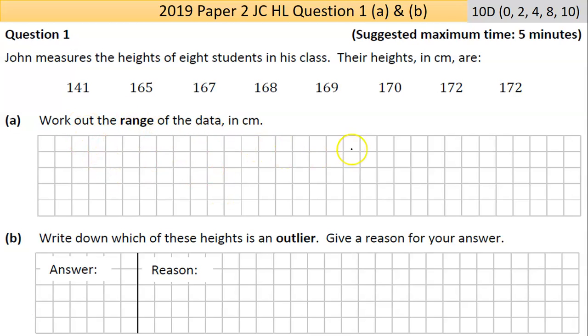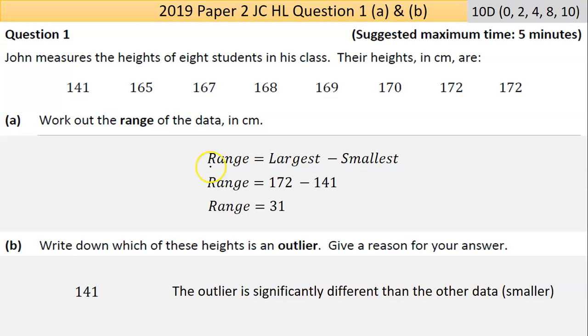We're just looking at the range, where we get the smallest and the largest, in increasing size. So it's 141, and the maximum is 172. So the range is maximum, take away minimum, and that's it. Okay, and let's go straight to the answer. So it takes 172, take away 141.